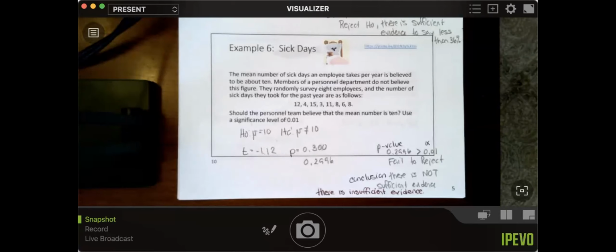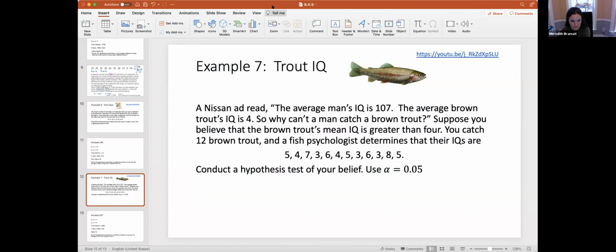Okay. I'm going to do one more, which I think is kind of a funny one. I'm going to share the screen. So be careful with this. A Nissan ad read, the average man's IQ is 107. The average brown trout's IQ is 4. So why can't a man catch a brown trout? Suppose you believe that the brown trout's mean IQ is greater than 4. You catch 12 brown trout and a fish psychologist determines that their IQs are 5, 4, 7, 3, 6, 4, 5, 3, 6, 3, 8, 5. Conduct a hypothesis test of your belief. Use an alpha of 0.05.